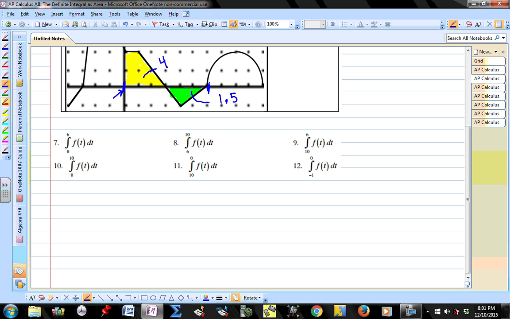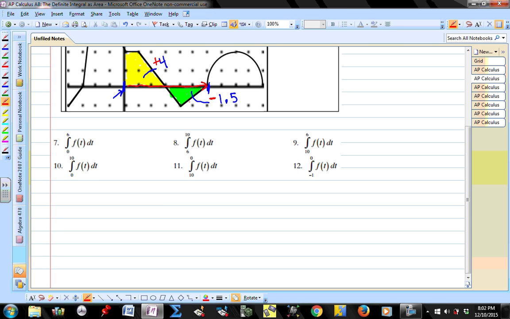Now keep in mind, if we're integrating from left to right, our change in x is positive the whole way. So the integral for the yellow region is going to be positive 4. You have a positive change in x and positive y values. But your integral for the green shaded region is going to be negative 1.5 because we have a positive change in x and negative y values.